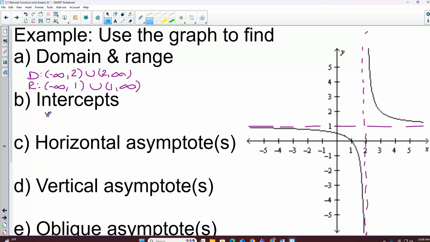My intercepts. X-intercept means where does it hit the x-axis? At 1, or if you want to do an ordered pair, (1, 0). Y-intercept, where does this appear to hit the y-axis? So my x is 0, my y is 1: (0, 1).